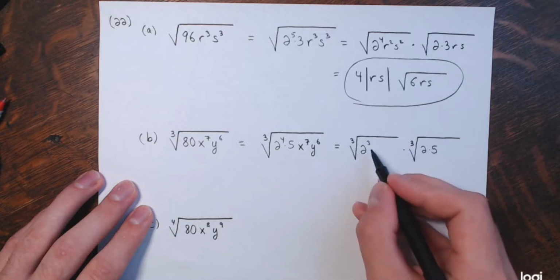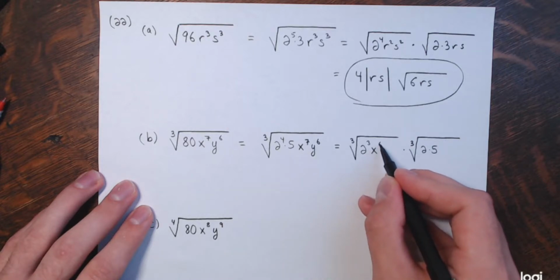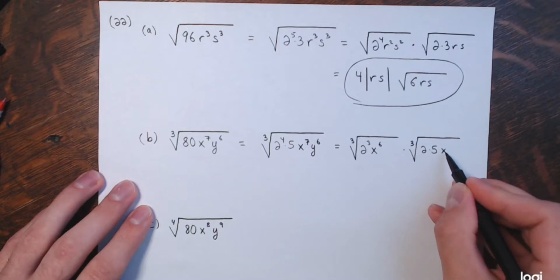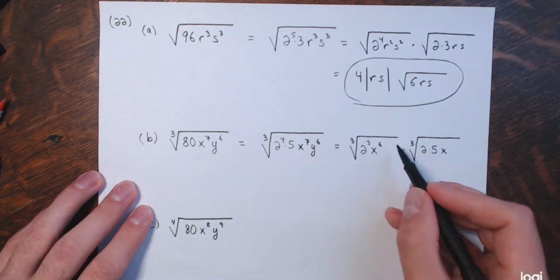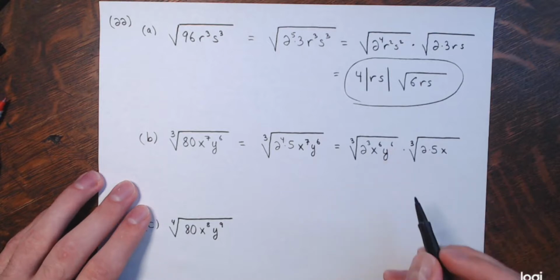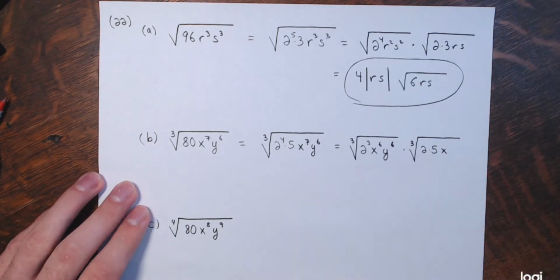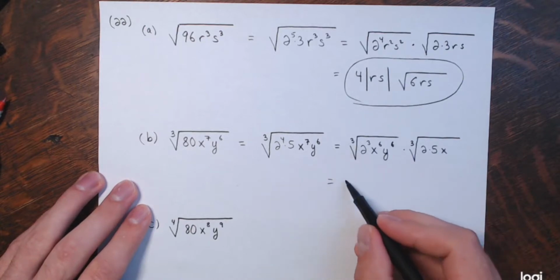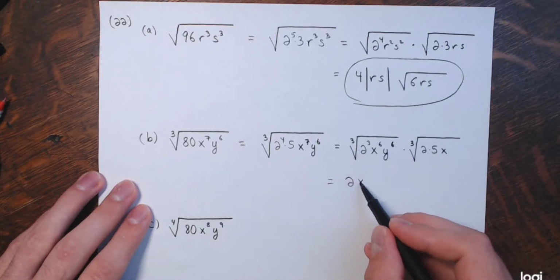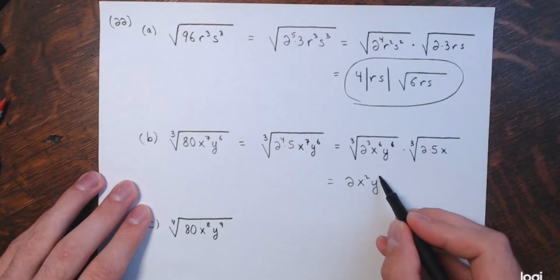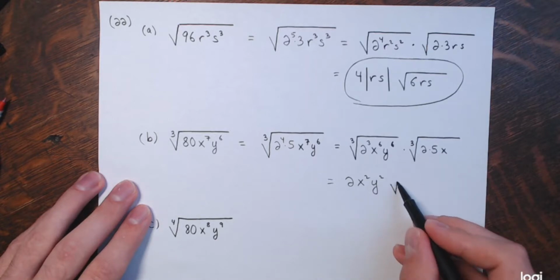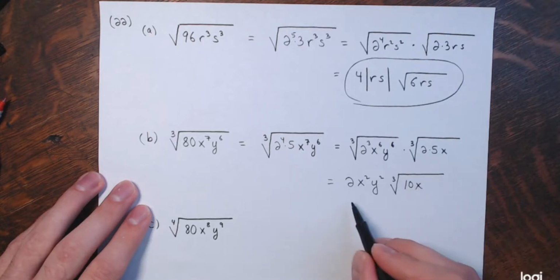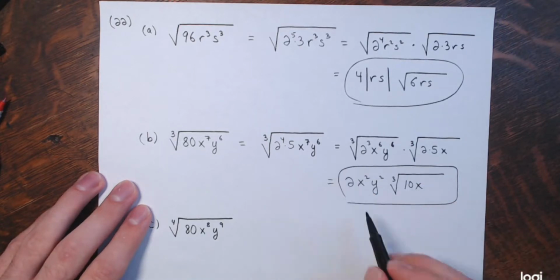X to the 7th is x to the 6th, right? That's a third power, a multiple of 3, times x, right? Which is not a third power. And then y to the 6th is a third power. It's y squared cubed, right? Y to the 6th will go in that first radical. Alright, then taking the cube root of 2 cubed is 2, x to the 6th would be x squared, y to the 6th would also be y squared, and then you have this, times the cube root of 10x. Right.